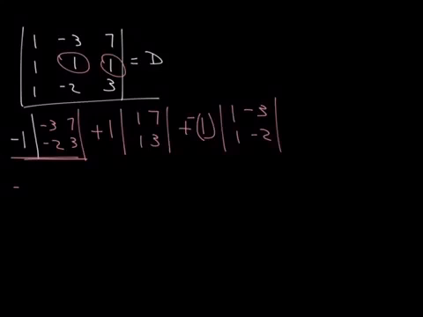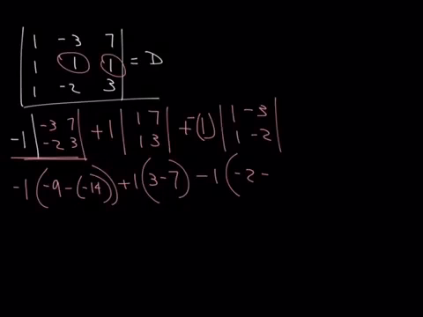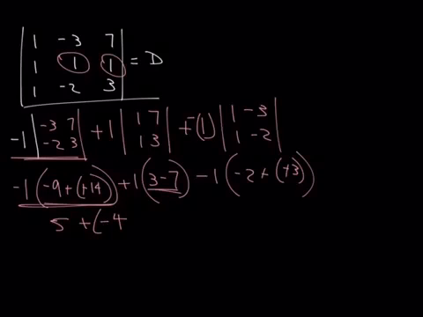Okay, so let's do this part. Negative 1 times negative 3 times 3 is negative 9 minus negative 14 plus 1. 1 times 3 is 3 minus 7 minus 1, negative 2 minus negative 3. Okay, so what do we have there? That's a plus. Let's make this one a plus. This is 5. This is negative 5 times negative 1 is 5. It's 3 minus 7 is negative 4 times positive 1 is a negative 4. And this one is negative 2 plus 3 is 1. 1 times negative 1 is negative 1.